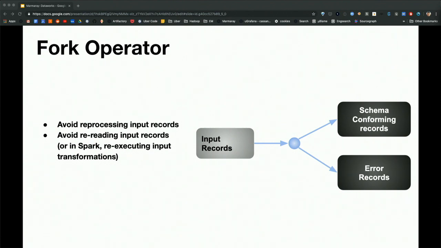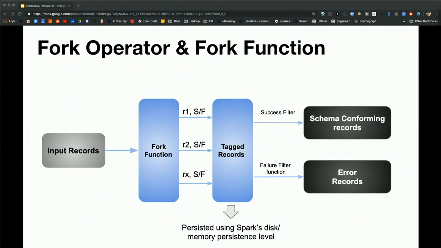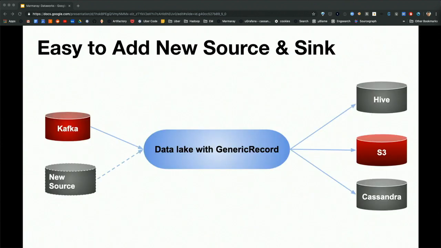With the fork operator and the fork function, we save them locally on executors, so we don't have to re-execute the DAG unless the executor goes down. Again, the fork function is applied, we tag each of the records, they're persisted into conforming records and error records, and we're able to get those schema-conforming records really quickly to process them later on.